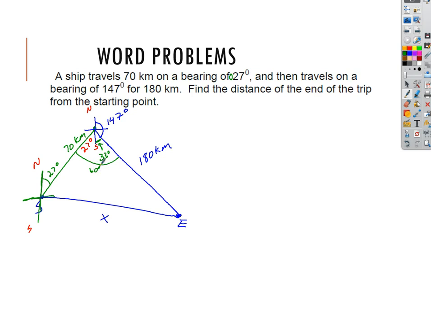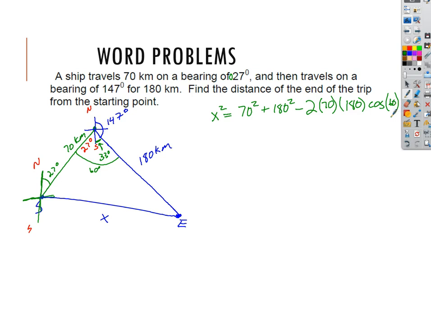And now I have a side, I have an angle, and I have a side. Side angle side, law of cosines. So with law of cosines, I'm trying to find this side over here. That's what will give me my x squared is equal to 70 squared plus 180 squared minus 2 times a, which is 70, times b, 180, times cosine of 60.